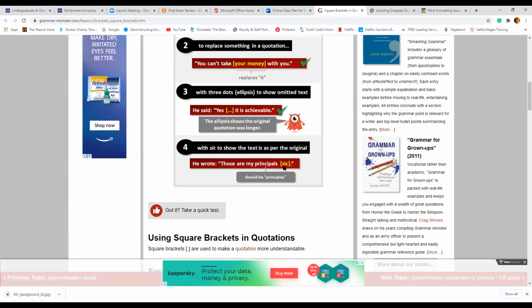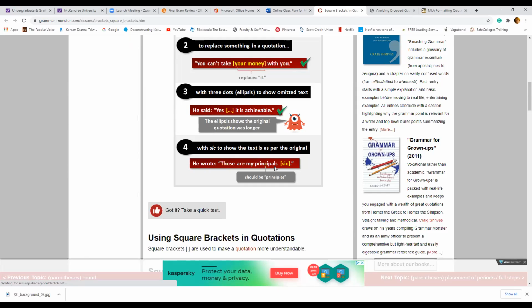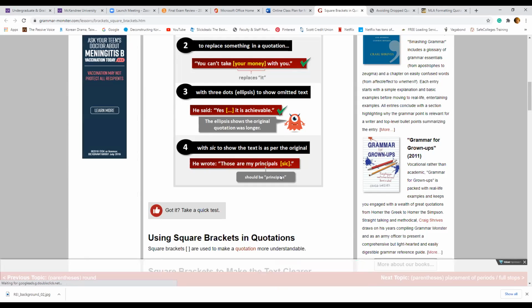So right after the error, you put this little word sic in square brackets, which indicates this is an original error in the original quotation, and I didn't mess it up. Okay? So you don't run across this as much in research papers, but you might when you're quoting literature or other texts, or maybe opinions, if you've got somebody's story or opinion in a paper, and you're using it for the ethos appeal.